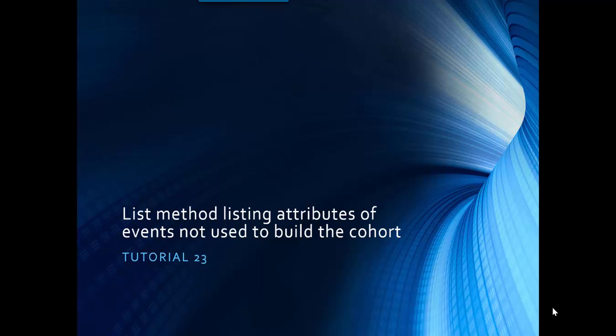List method listing attributes of events not used to build the cohort. Tutorial 23.